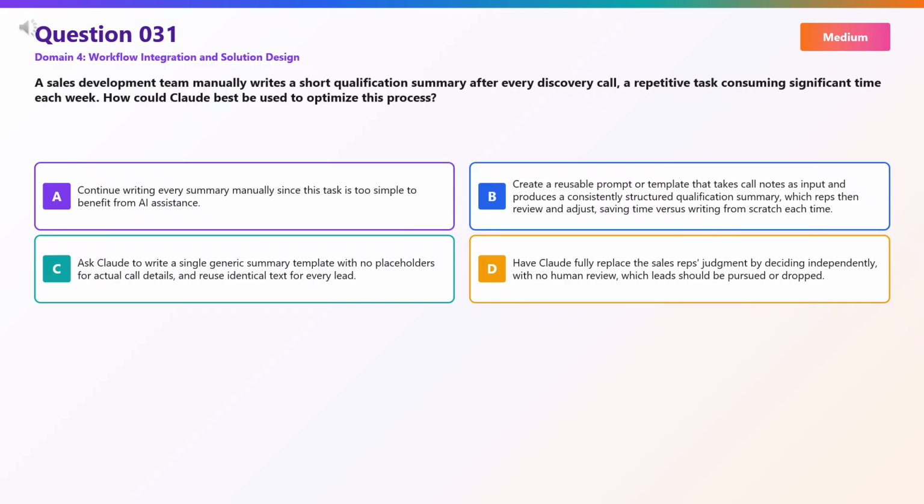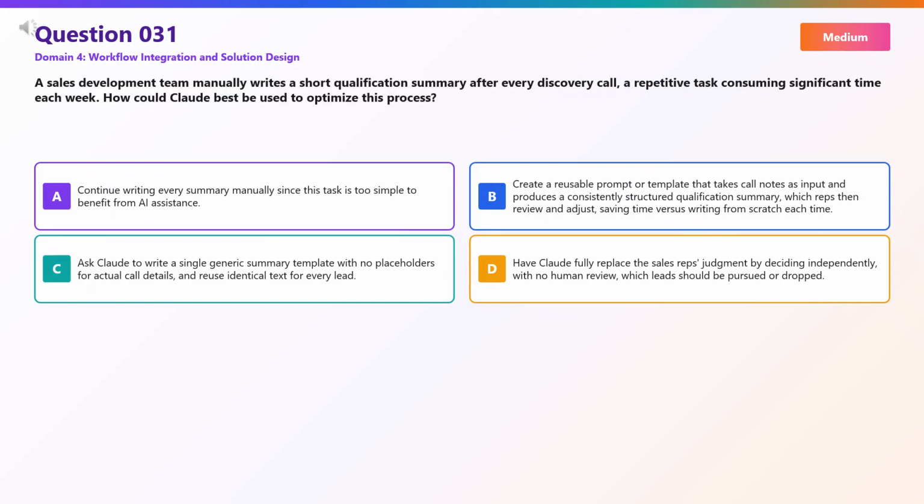A sales development team manually writes a short qualification summary after every discovery call, a repetitive task consuming significant time each week. How could Claude best be used to optimize this process? The correct answer is B.